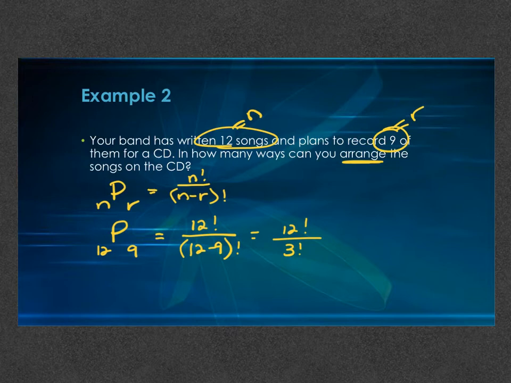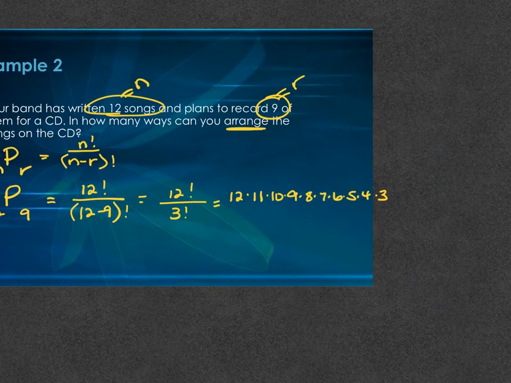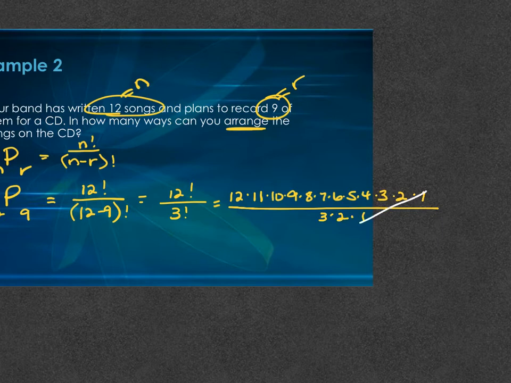Now, one way to do this is take the top number and work it out until you hit the bottom number. So I would go 12, 11, 10, 9, 8, 7, 6, 5, 4, 3, 2, 1 if I wanted to go all the way out, over 3 times 2 times 1. And then the 1s can cancel, the 2s can cancel, and the 3s can cancel.